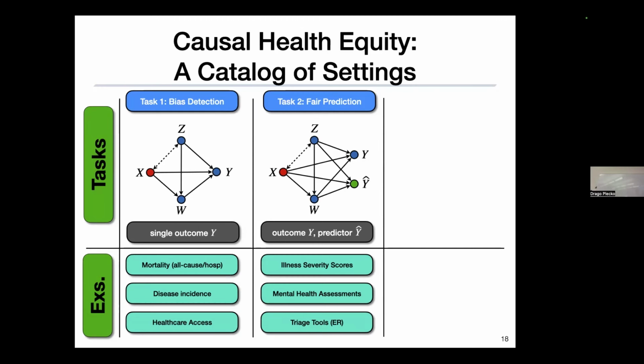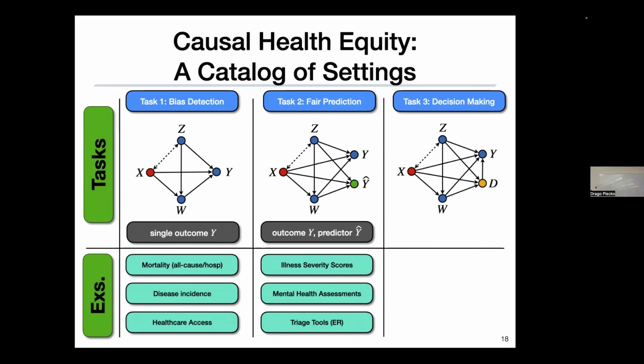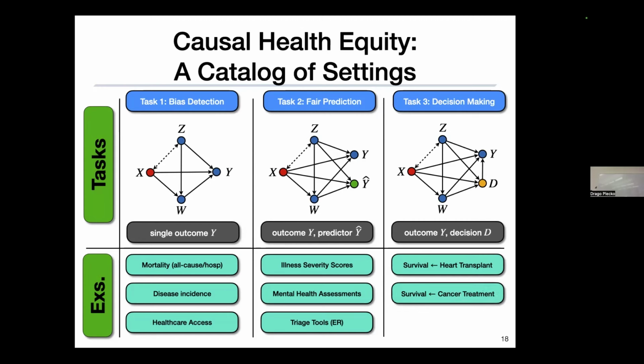And the third, very interesting task, also related to clinical practice quite closely, is the setting in which we have an outcome Y of interest, and a specific decision D that precedes the outcome, and the decision is used to optimize this outcome. Many, if not all, clinical scenarios fall under this umbrella, and I will use some very well-known examples. Clinicians may be interested in optimizing survival by giving people heart transplants or liver transplants or something like this. So heart transplant is my decision D and survival is my outcome.